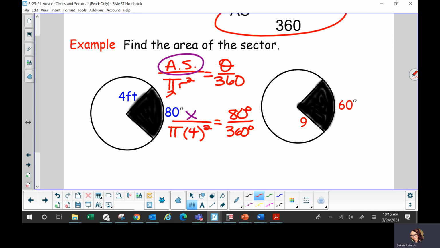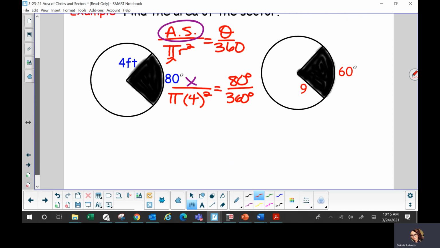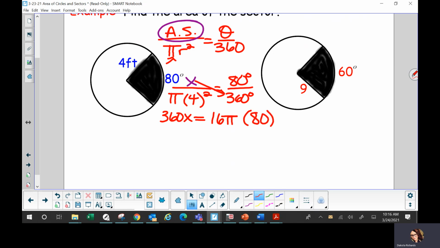Okay, so now let's cross multiply. And I'm going to include an extra step just so people can see what we're doing. What is x times 360? 360x. And then, okay, what is 4 squared? What's 4 times 4? 16. So this piece is 16 pi. And that's going to be times 80. Right? Well, what is 16 times 80?